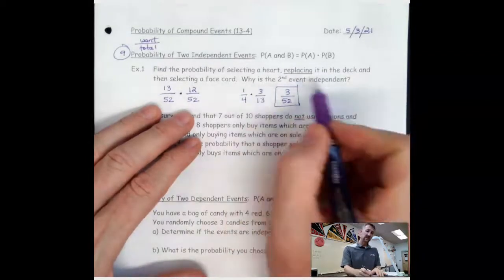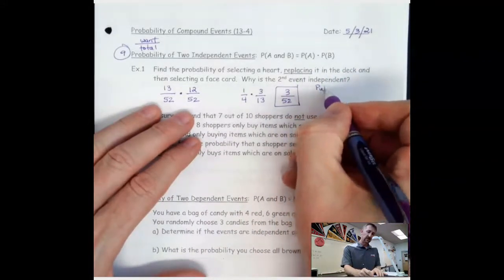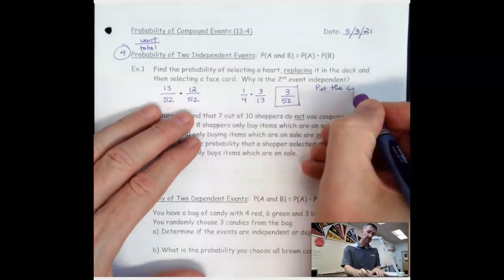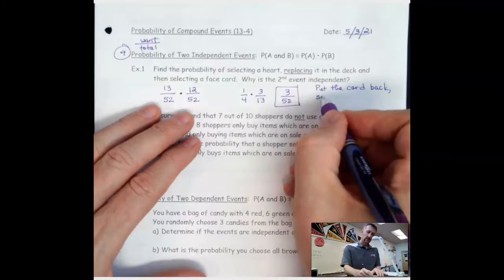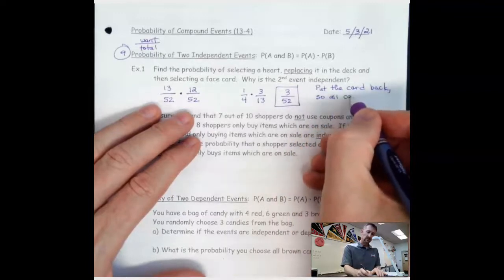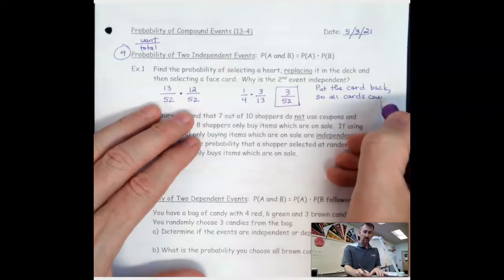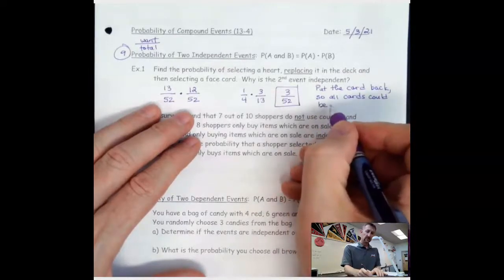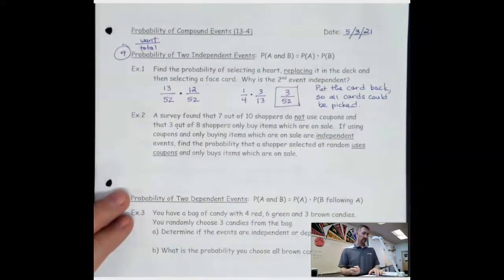Why is the second event independent? Because we put the card back, so all cards could be picked. That didn't change the situation.